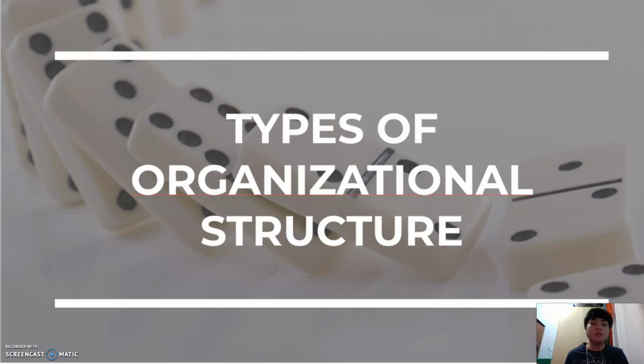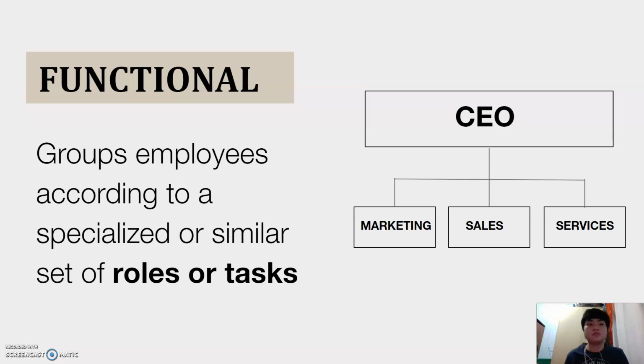Now I'm about to discuss the different types of organizational structures. Let's start first with functional organizational structure. A functional org structure is one of the most common org structures.